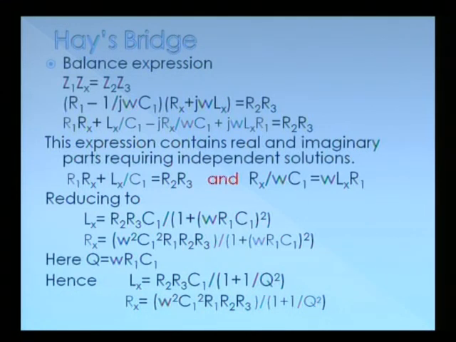Here quality factor is omega R1 C1, as defined previously in the Maxwell's bridge. We can replace omega R1 C1 in the expression for Lx, that is Lx is defined as R2 R3 C1 upon 1 plus 1 upon Q square, while Rx is defined as omega C1 R1 R2 R3 upon 1 plus Q square. So this is how we can convert the values of inductor and its internal resistance to the quality factor.